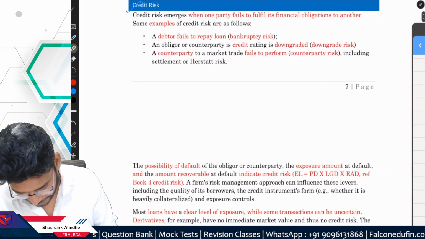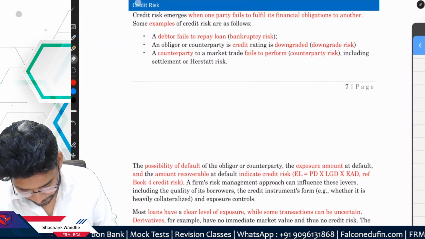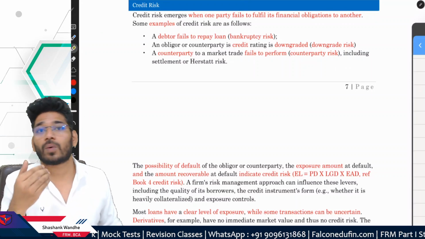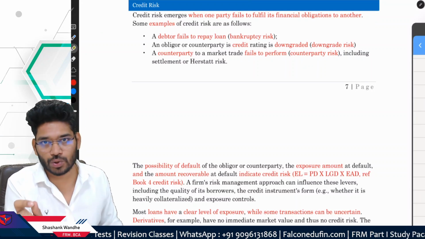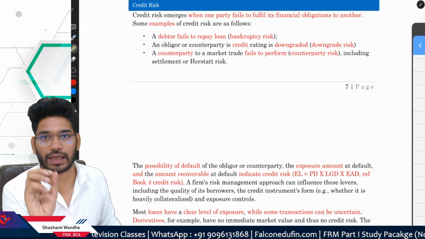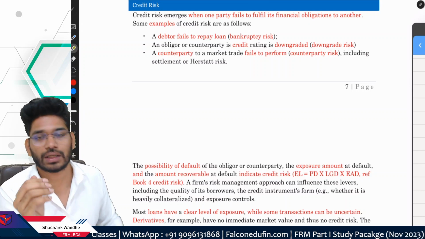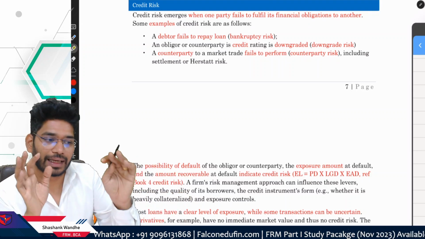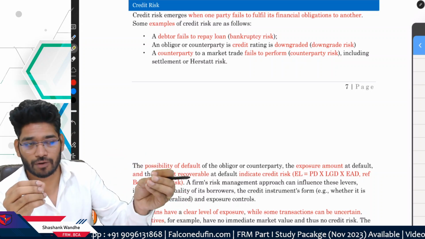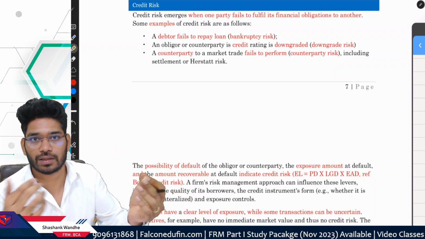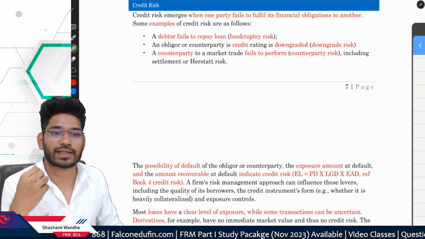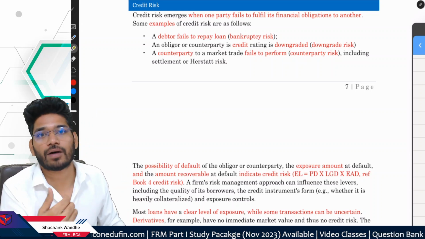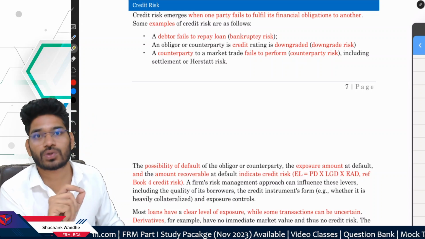Then we have the credit risk. Credit risk relates to the lending business. Whenever the bank is providing loans, this is one source of credit risk. Whenever the bank is providing loans, the borrower might default. In that case, when the borrower defaults, the bank will lose funds, right? And this is the credit risk, that is, the risk generated from credit activities. There is one more source of credit risk.